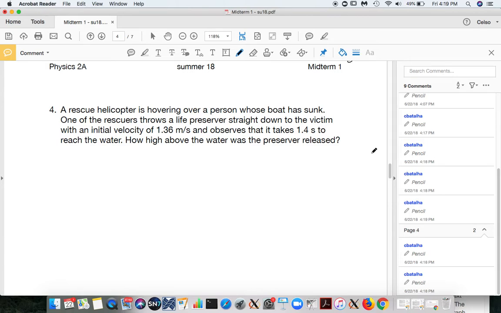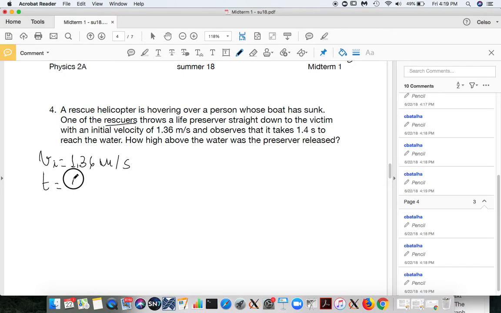A rescue helicopter is hovering over a person whose boat has sunk. One of the rescuers throws a life preserver straight down to the victim with an initial velocity of 1.36 meters per second and observes that it takes 1.4 seconds to reach the water. How high above the water was the preserver released? Well, we want to find this much here.